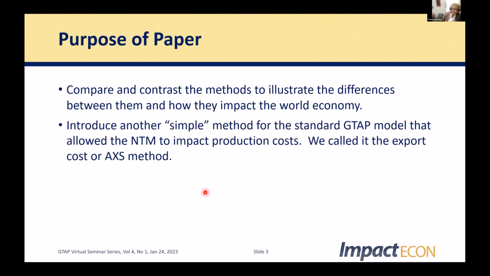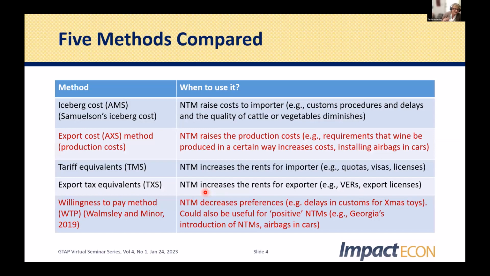So basically the purpose of this paper was to give some insights into how all these different methods were impacting the world economy and show that there are differences and that you need to think about it. And then the other was to introduce this simple method for capturing production costs, which we call the export cost method or the AXS method after the variable. We compared 5 methods. 3 of them are the traditional methods that you probably are familiar with, and 2 of them, which are in red here, were the new methods. So let me just go through each of these.